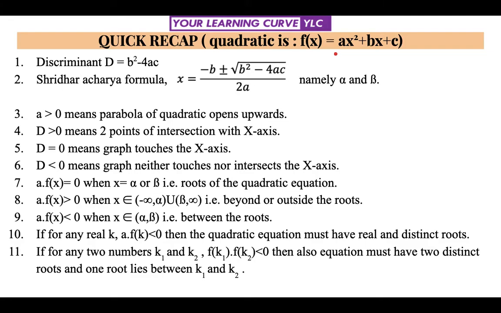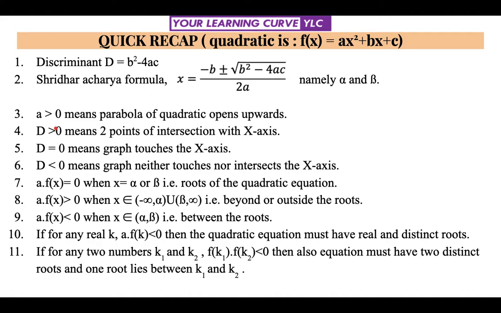For the quadratic function f of x is equal to ax square plus bx plus c, this is an expression. Discriminant is b square minus 4ac and it is denoted by capital letter D. If we convert this expression into an equation, that is ax square plus bx plus c is equal to 0 or f of x is equal to 0, by Sridharacharya formula the values of x satisfying the equation will be minus b plus minus root over b square minus 4ac, that is the discriminant, divided by 2a, and we name these roots alpha and beta.